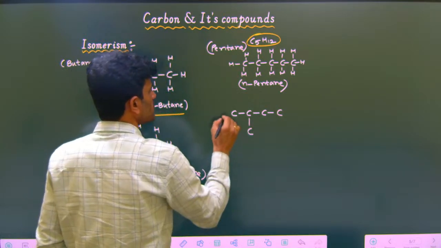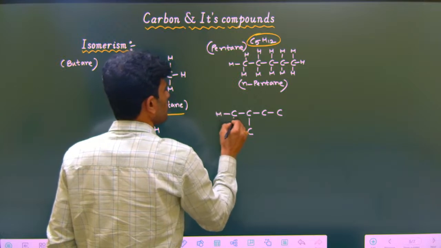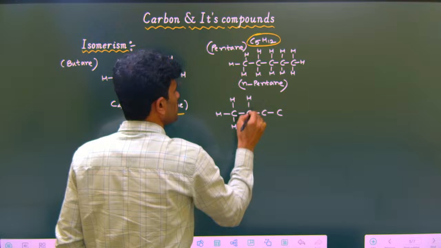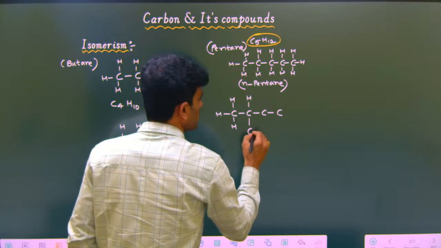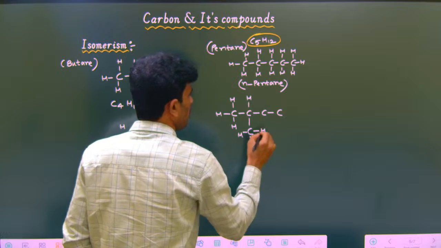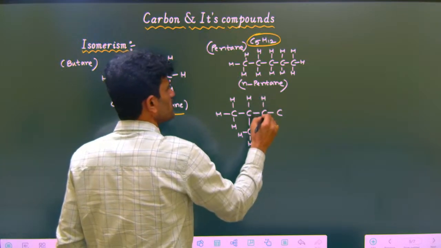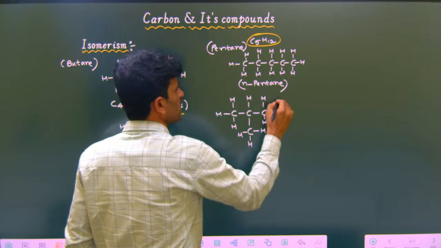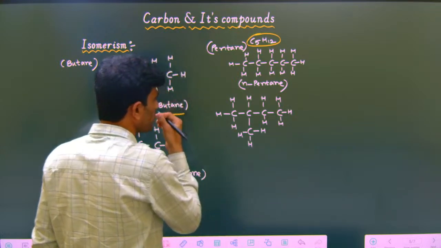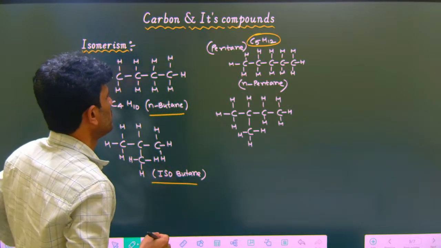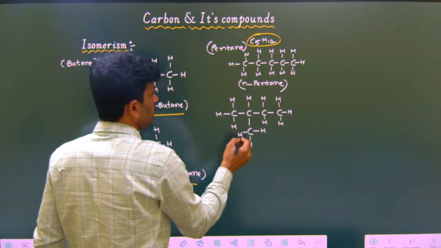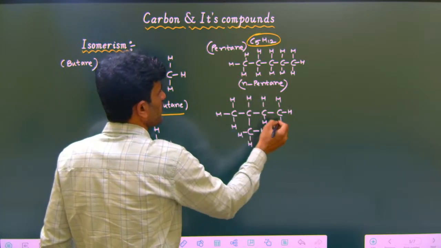So here what happens? The structure will become like this. Here on the first carbon 3 hydrogens as it is. On the second carbon here hydrogen, but on the down carbon again we can draw 3 hydrogens. On the third carbon again only 2 hydrogens. On the last carbon 3 hydrogens. Here also if you observe, you will be having 5 carbons and 12 hydrogens. 1, 2, 3, 4, 5, 6, 7, 8, 9, 10, 11, 12.